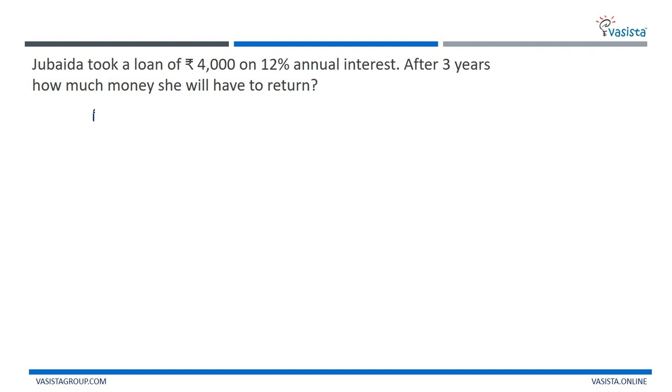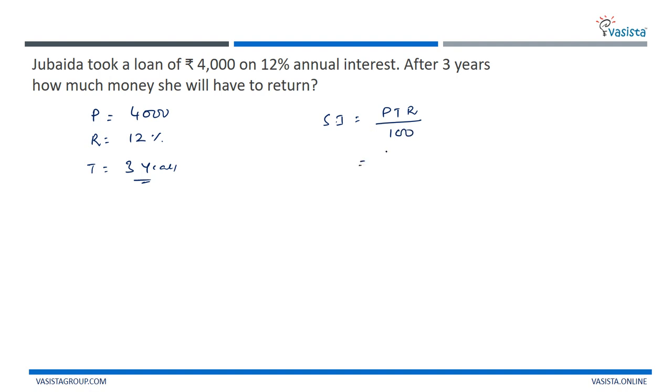See, they have given P, principal, is equal to 4,000 rupees. Right. R, rate of interest, is 12% per annum. Right. And as well as time is equal to 3 years. So we know that simple interest is equal to PTR by 100.